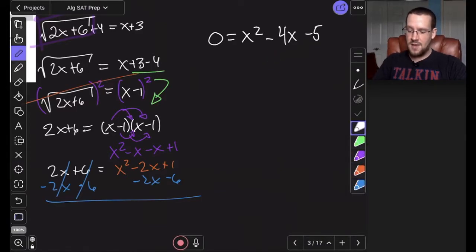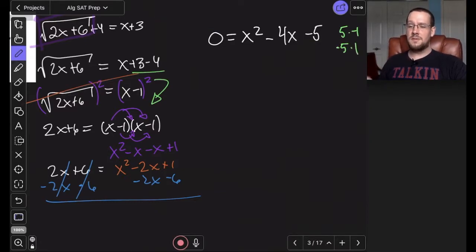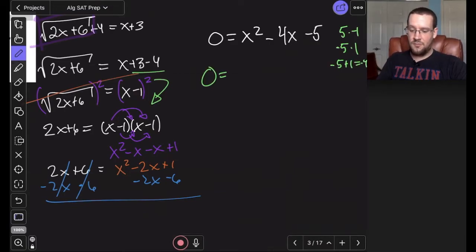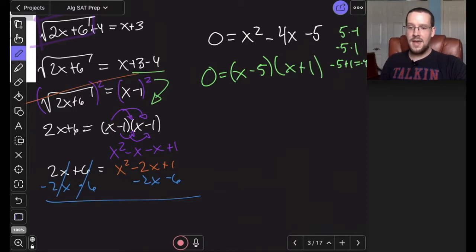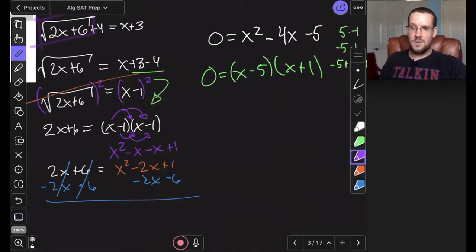Factors of -5 are going to be 5 times -1 or -5 times 1. Which one of these factors add up to -4? That one does. So how this factors is x minus 5, x plus 1, and now we have two numbers multiplying together that equal 0. So what is anything times 0? It's 0. That means that either this is equal to 0 or this is equal to 0.